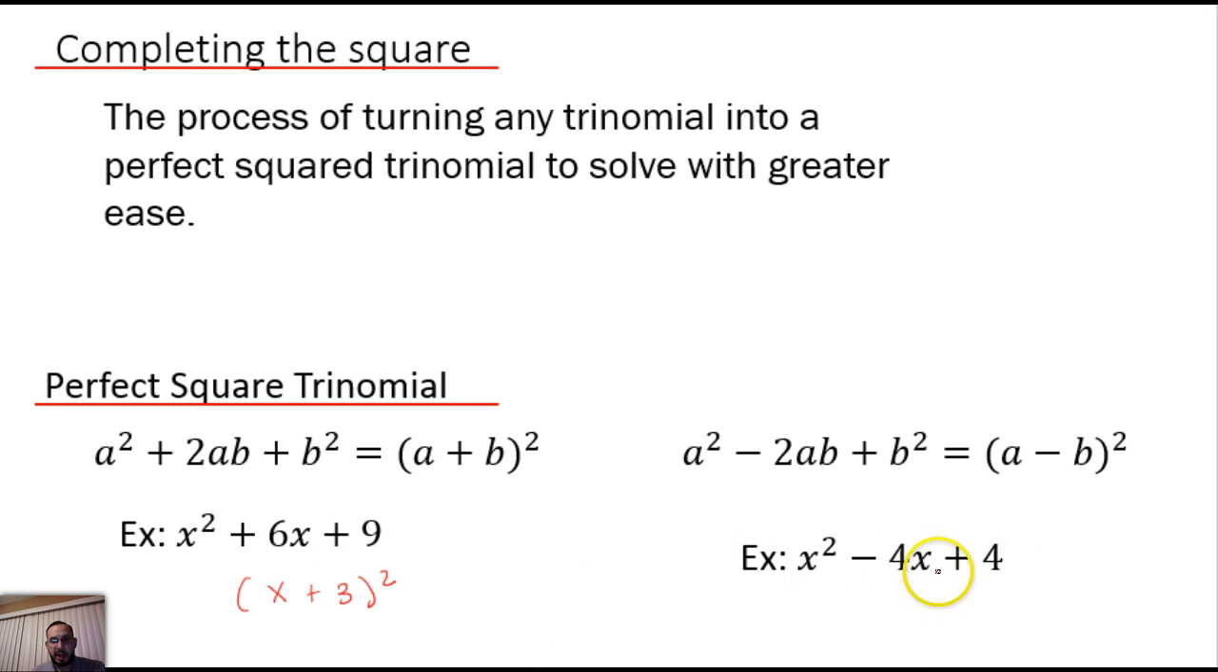In the example to my right, this time it has the negative sign, but it's the exact same concept. What's the square root of 4? 2. 2 times 2 is 4, so that works out. So my factorization would be x minus 2 squared. And that's it. We're going to use this kind of mentality when it comes to solving by completing the square.